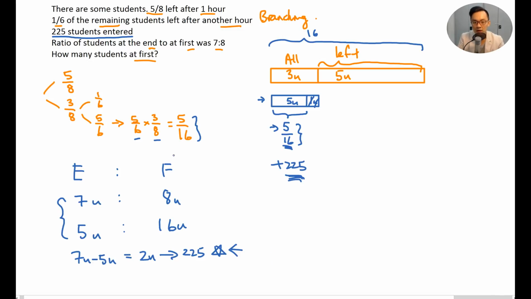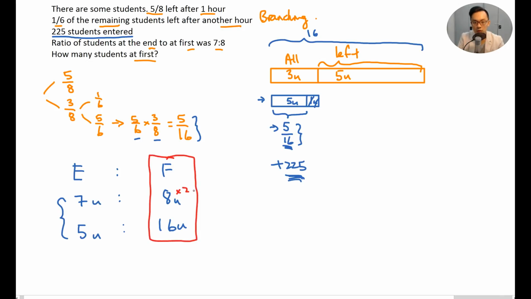So how many students are there at first? So at first, oh wait a minute, I made a mistake over here. Sorry. So you need to realize that your constant ratio is actually the ratio at first. And you need times 2 here, times 2 over here. So this becomes 14 units. So 14 units minus 5 units equals 9 units, gives you your 225. And I want to find out how many students at first, which is 16 units. All right, so you just work out the 16 units. The rest is quite easy.